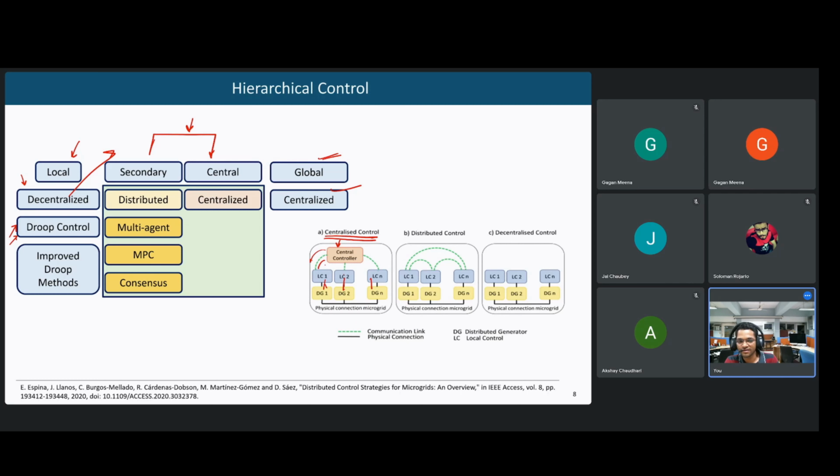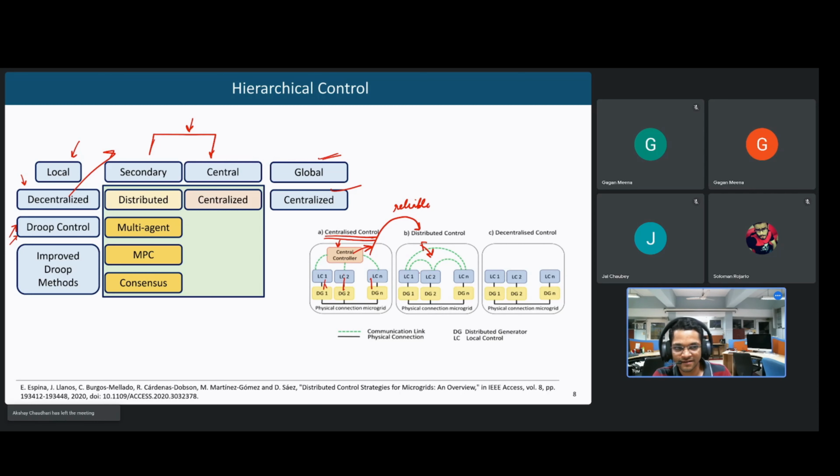So what will happen if there is a problem here? Then there will be disruption in power, so disruption in the control will be there. That is why we move towards the distributed one, because it is more reliable. Even if one of the links goes out, there are still other links which can help in the control of the DGs.